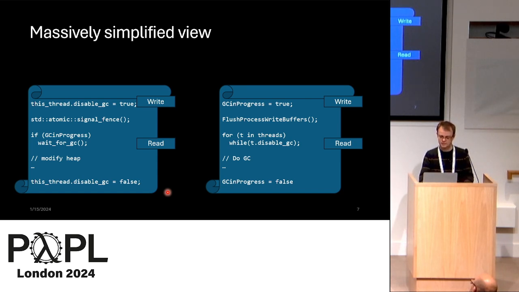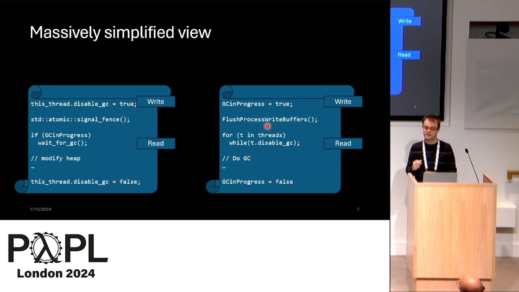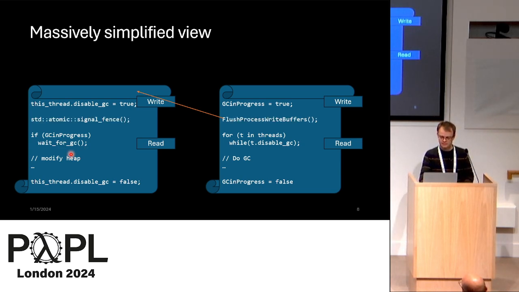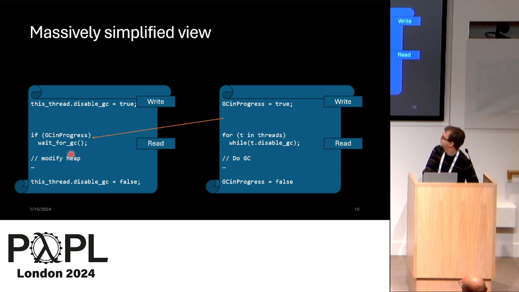So if you think about what's kind of going on, the flush process write buffer is an IPI. So it's going to send an interrupt somewhere. So let's think about where that interrupt lands. If the interrupt over here lands before the write, well, it's going to see the GC in progress when it gets to here, so it's going to go off onto wait for GC, unset stuff, and be fine. Oh, have I got really bad animations going on? Sorry, I didn't do my animations very well here.